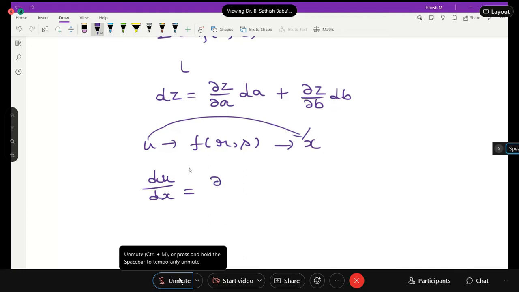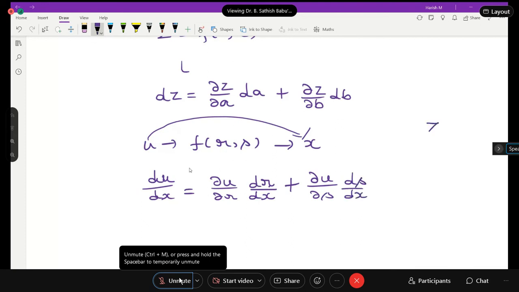∂u/∂r into dr/dx, next plus ∂u/∂s into ds/dx, that is, du/dx = ∂u/∂r · dr/dx + ∂u/∂s · ds/dx.